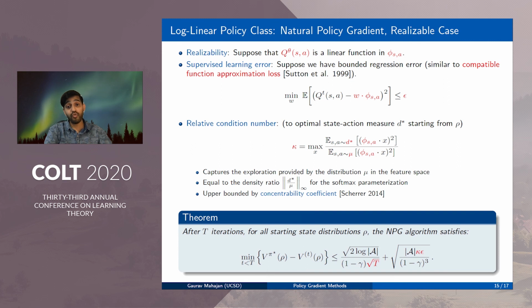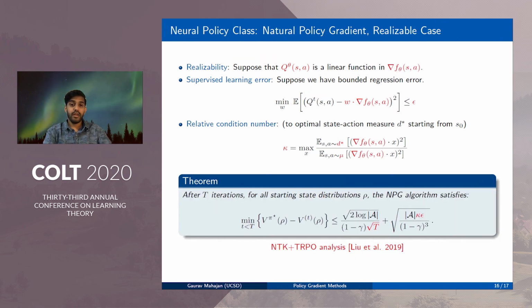Under these conditions, we show that the natural policy gradient algorithm converges to the optimal policy at a rate of 1 over root t with logarithmic dependence on the number of actions. Plus, there is a mild error due to supervised learning, which can be made pretty small, since this is just going to be the regression error, which goes down as d divided by the number of samples. This algorithm generalizes pretty nicely to a neural policy class, and we have a forthcoming addition to our paper discussing this case. A similar analysis was done by Liu et al. recently in the NTK regime for the neural policy class.